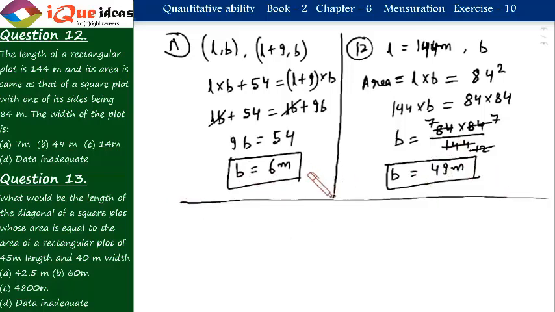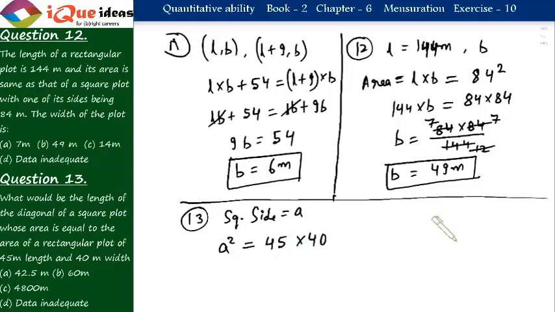Okay. Now let's take up question number 13. It says, what would be the length of the diagonal of a square plot whose area is equal to area of a rectangular plot of 45 meter length and 40 meter width? Okay. Let's assume that the square side is A. Square side is equal to A. Then the area of square would be A square, and this should be equal to area of another rectangle whose length is 45 and width is 40. So that area should be 45 into 40. So we have A square equal to 45 into 40, right?